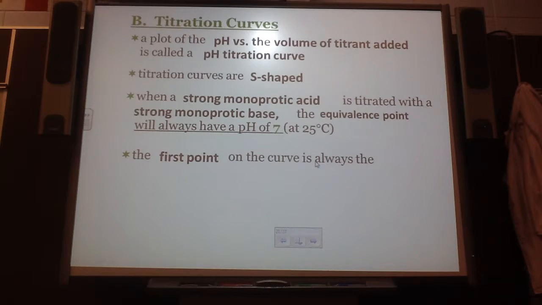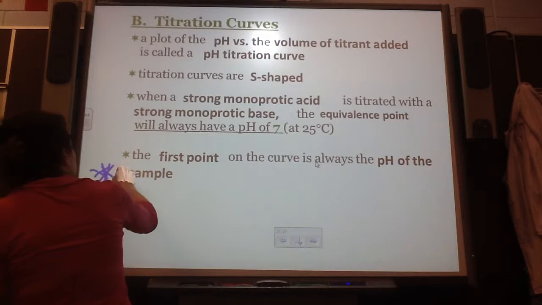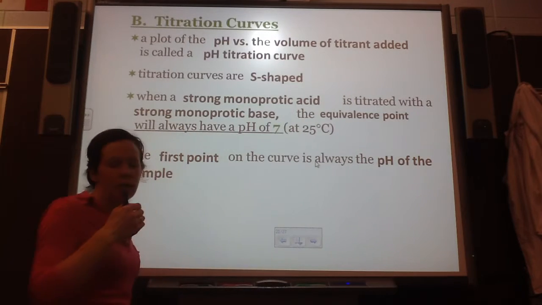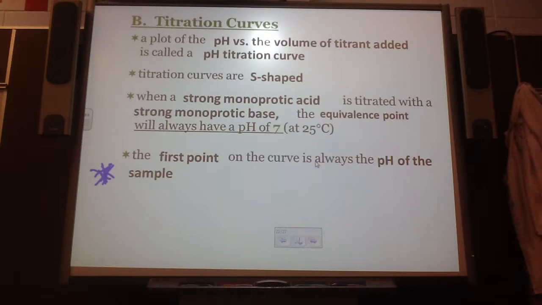The first point on the curve is always the pH of the sample. This is really important to remember, very important point. So when you think about your graph, think, okay, the pH of my sample should be first, okay? Because it's like putting the pH meter in your sample, and then as you add the base, or as you add the titrant, I should say, it will change.